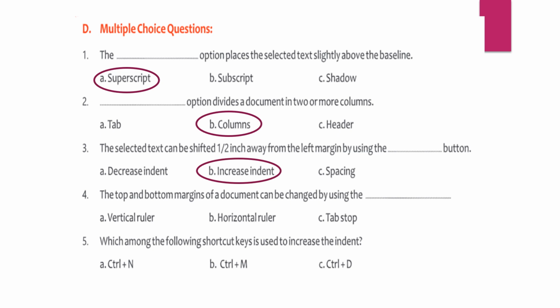Next, the top and bottom margins of a document can be changed by using the vertical ruler. You can see this vertical ruler on the left side of your document. So if you want to set the top and bottom margin, we need to shift the bar from the top or from the bottom. Fifth is, which of the following shortcut keys is used to increase the indent? So the correct option is Control plus M. You will get the answer in the fact files. So please read all the fact files.